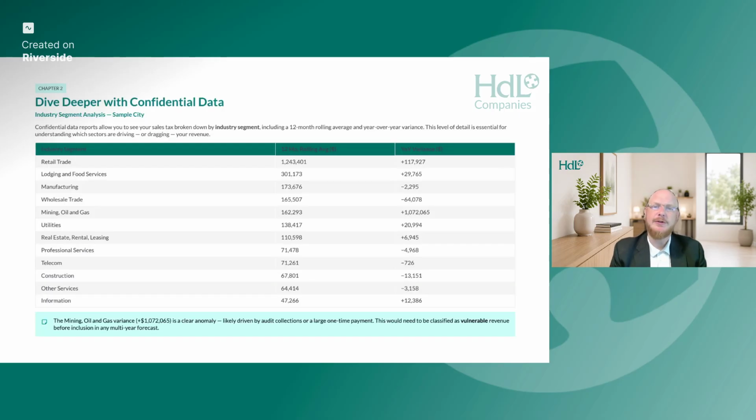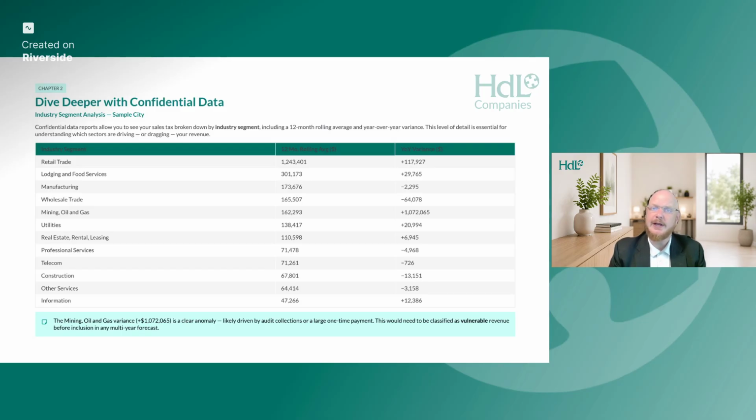Now let's dive a little bit deeper. So I've mentioned confidential data several times. Why do we want confidential data? Well, we want to be able to see what's really grinding the gears behind our sales tax, right? In this example, we know a lot of folks like to look at industry segments. These are NAICS code-based categories, and one of the common ways to track your progress as a jurisdiction is to see the 12-month rolling averages of your industry segments.